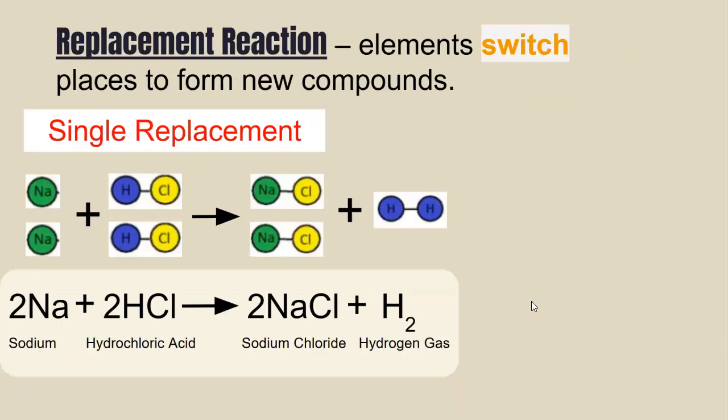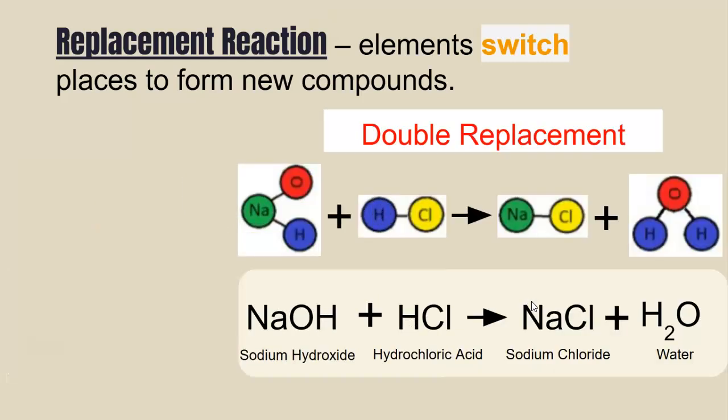There are two types of replacement reactions. In a replacement reaction, the elements are going to switch places in order to form new compounds. The first type is a single replacement reaction. So here we have Na plus HCl makes NaCl plus H2. On the left side, we have Na, which is on its own, and H is bonded to Cl. But on the other side, the H is on its own, and the Cl is now bonded to Na. So the Na replaced the H. This is what makes it a single replacement.